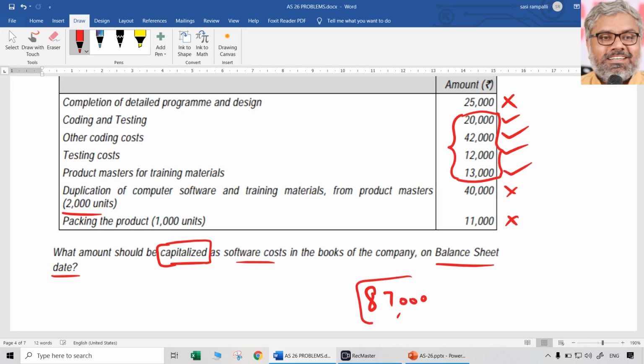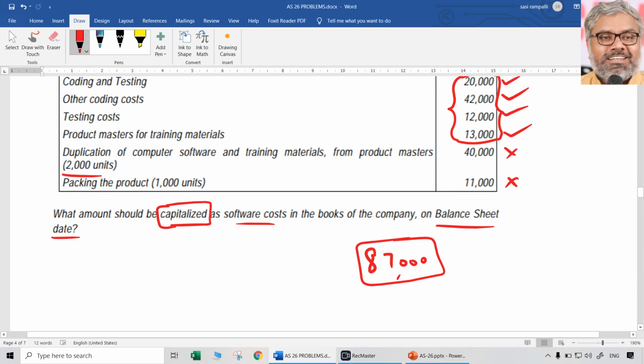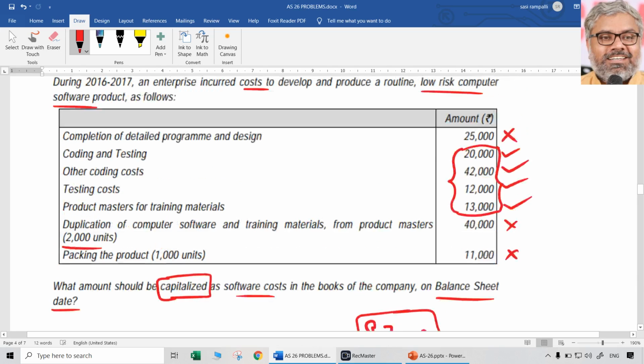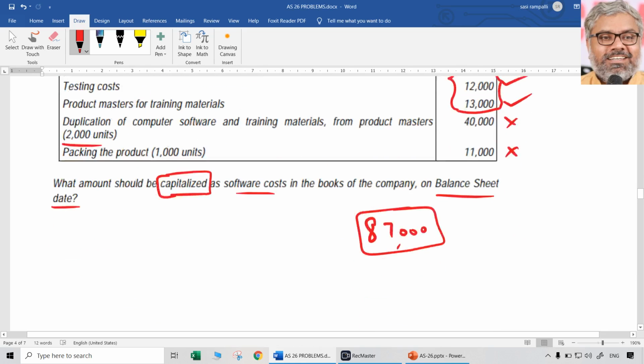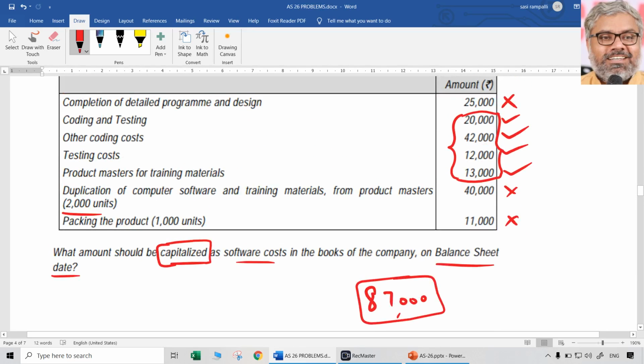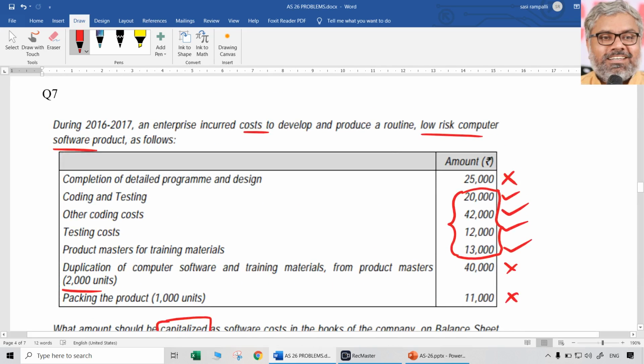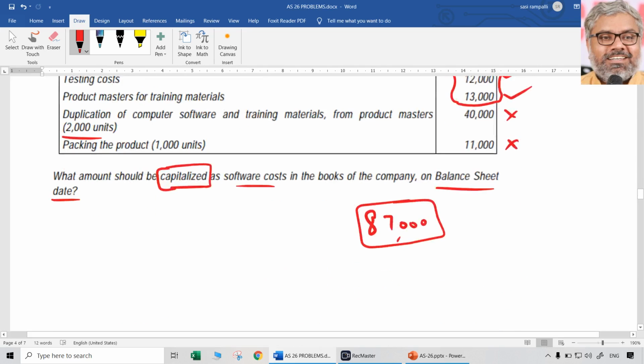For that, you can make a statement, copying and pasting the same items, writing that particular amount, and the computation of the amount to be capitalized according to AS 26. But you have to give reasons. 25,000 should not be capitalized since it is a research expenditure. 40,000 and 11,000 should not be capitalized because they relate to the actual production of the product. Actual production costs are not to be capitalized. They are normal expenses, cost of production that is. So only 87,000 should be capitalized by this software company according to question number 7.